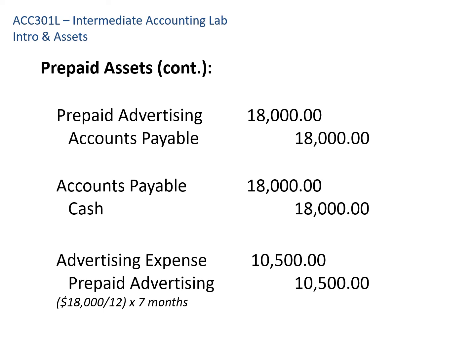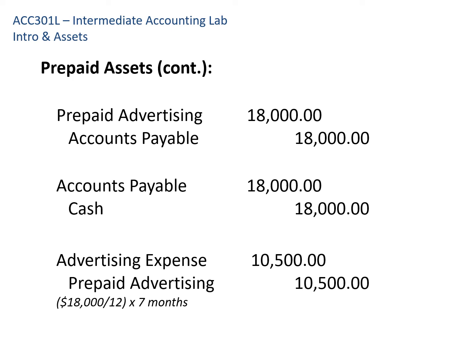So in this case, when we receive the invoice from the supplier or the advertiser that we're working with, we'll debit prepaid advertising. So that's a current asset, $18,000, and we'll credit accounts payable for $18,000. The next transaction, 30 days later, will debit accounts payable to take that payable off the books and credit cash to reflect cash leaving our business.